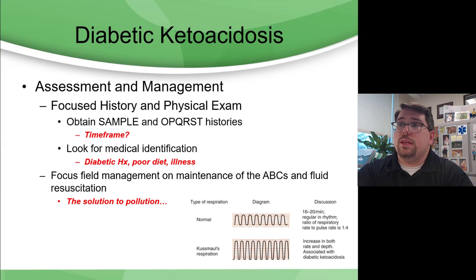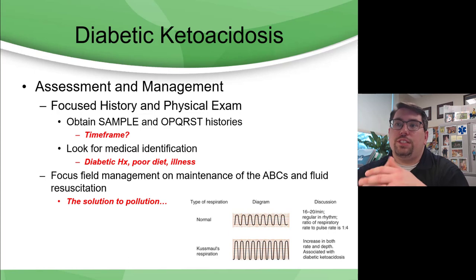Most of your assessment and management is going to focus on your history and your physical exam. SAMPLE and OPQRST is important. Look for that time frame. It's a slower progression as it gets up to that component. And then look for medical alert identifications. Or do they have a history of diabetes, poor diet, any underlying illnesses? If they've been septic. Any of those may be important factors as we're trying to figure out the underlying cause of DKA.